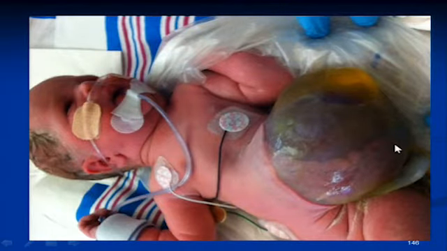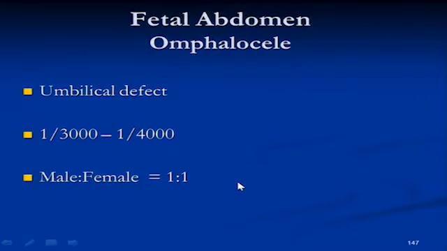This is one of our babies here, and see how big that lesion is. That baby had a normal karyotype, had surgery after delivery. If that defect is so big, they don't close it initially. They put a silo around the defect and keep it until the baby gets bigger, so you have more skin, and then you can close that later on. And actually it's a very, very successful surgery. If there are no other abnormalities, no chromosome abnormalities, the outcome is good.